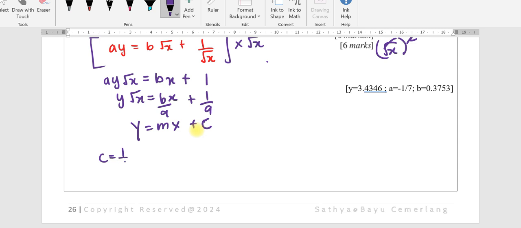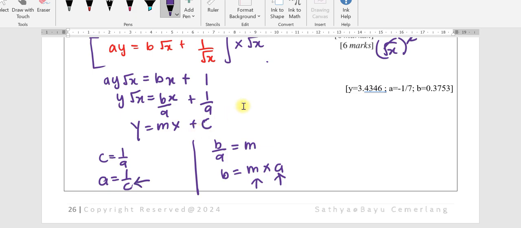C is equals to 1 over A. So A is equals to 1 over C. You find this one first. And then you can ganti the one B over A is equals to M. B is equals to M multiply A. Substitute, substitute. If I put arrow, substitute. Okay.